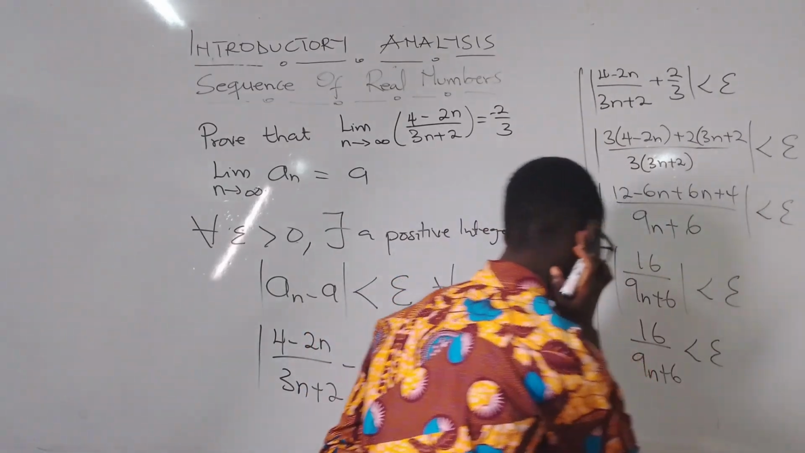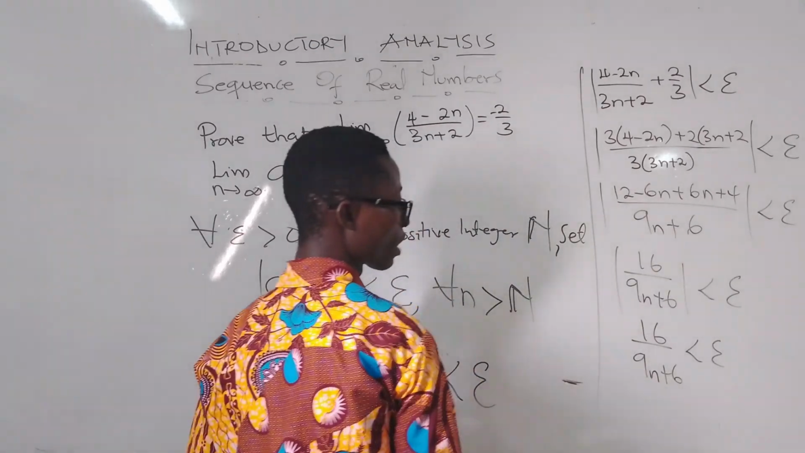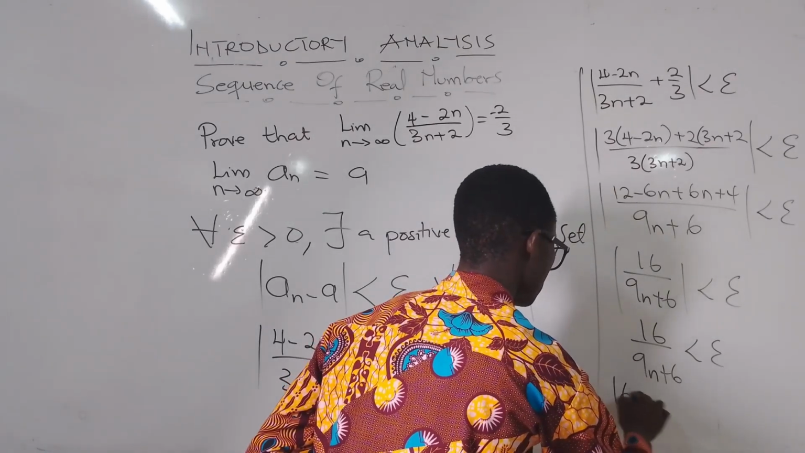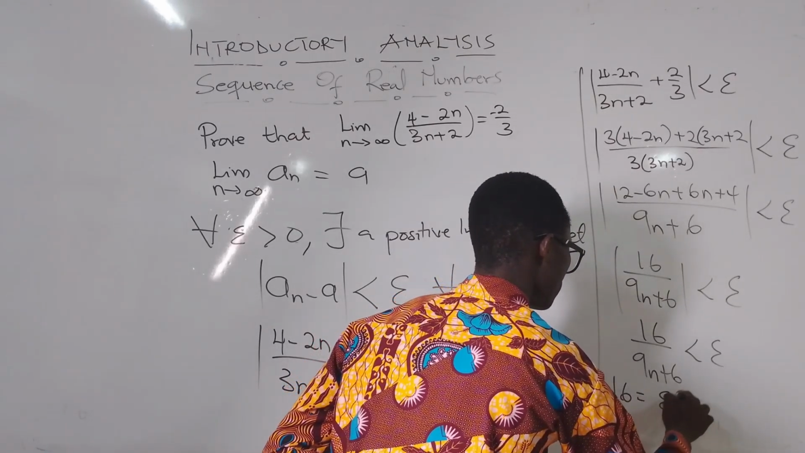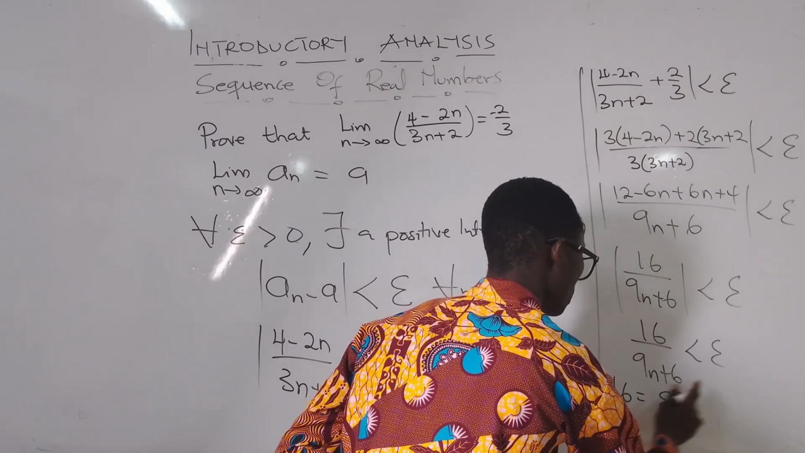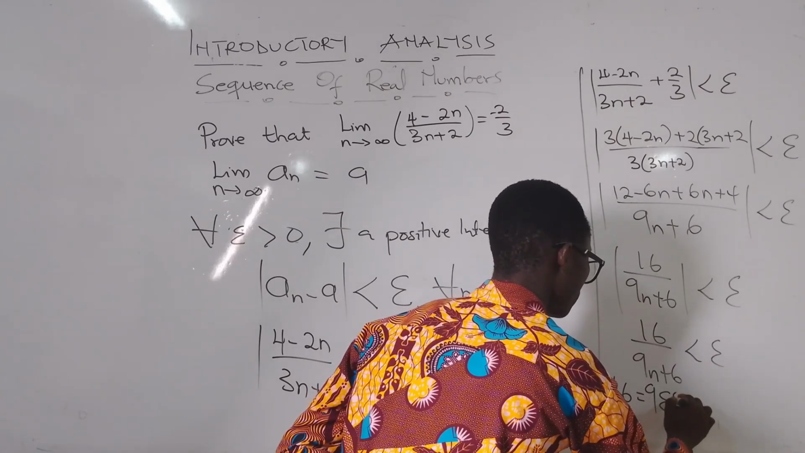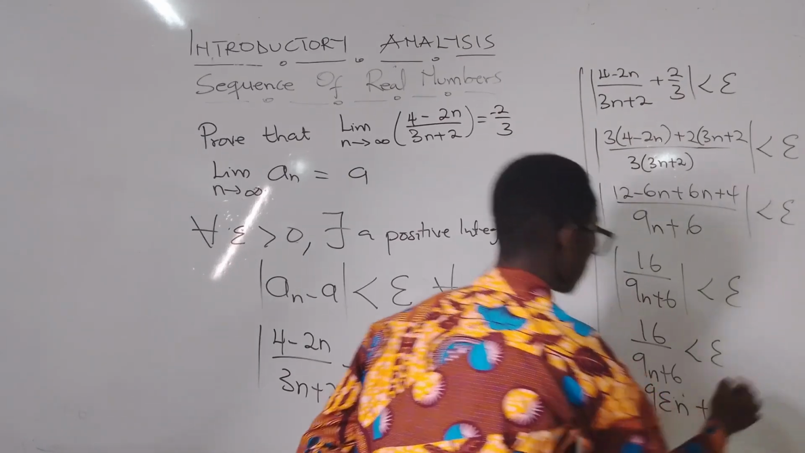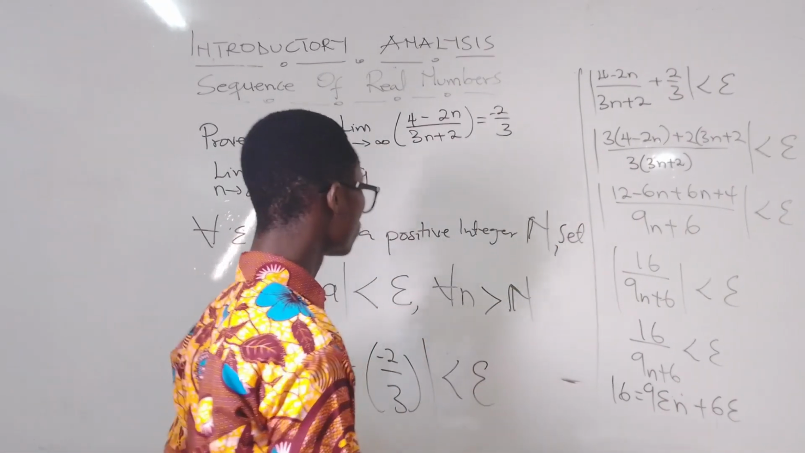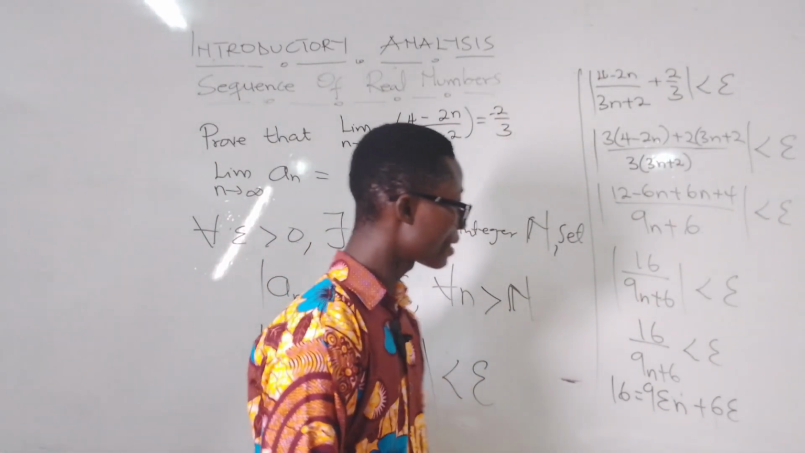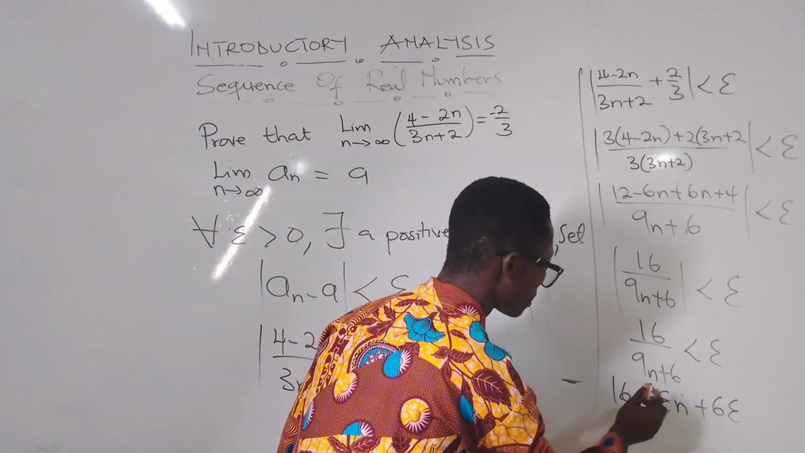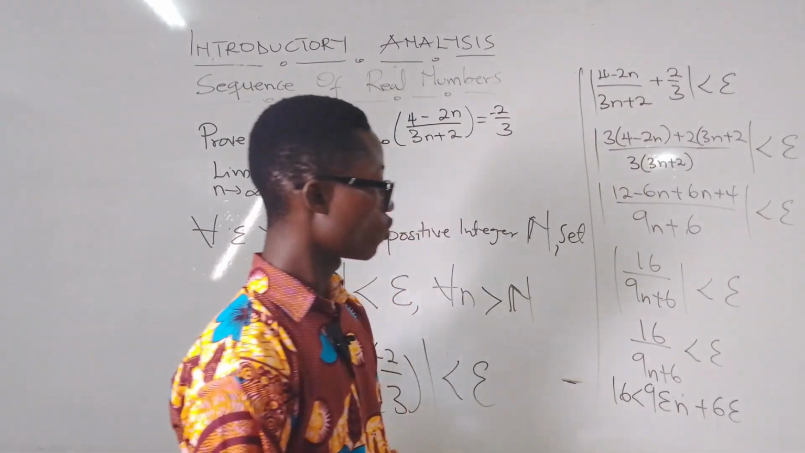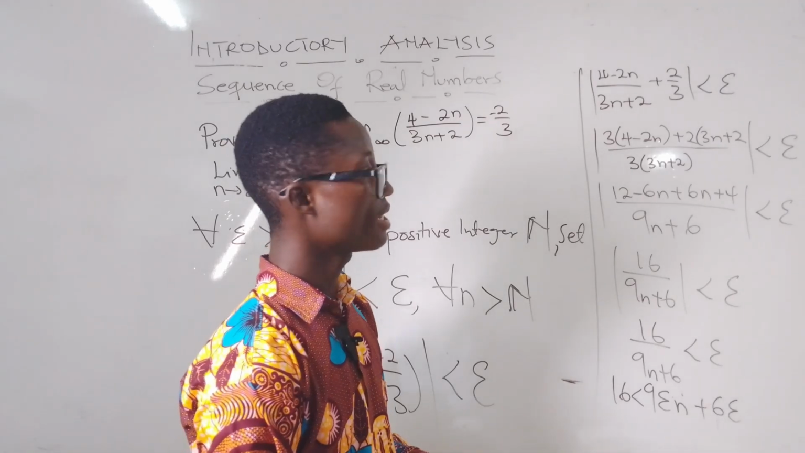Now we can do cross multiplication. I will multiply epsilon by 9n plus 6, which means I'm going to have 16 is less than 9 epsilon n plus 6 epsilon. The idea is to make n the subject and see whether n is greater than or equal to a certain positive integer.